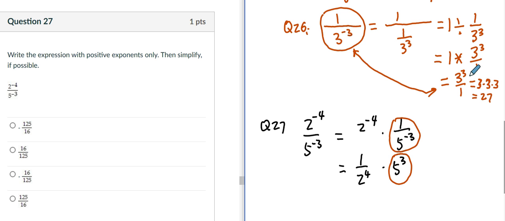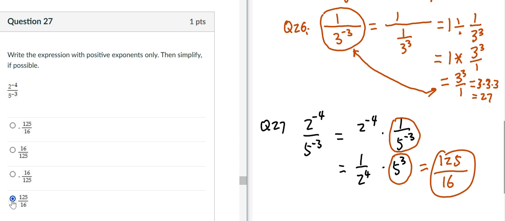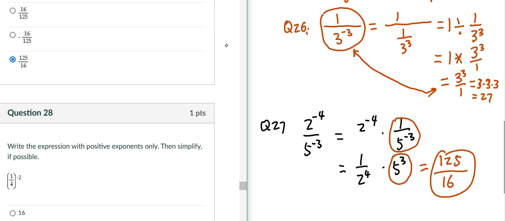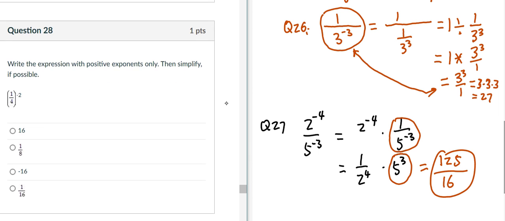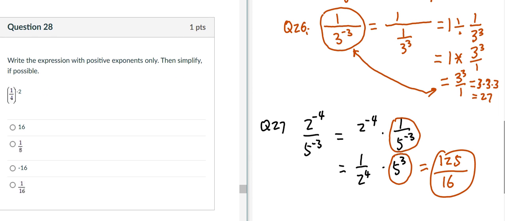It's easy. Now, we then have 5 cubed is 125, and 2 to the 4th is 16. Final answer, which one is that? 125 over 16 is the answer. Okay, now keep going.